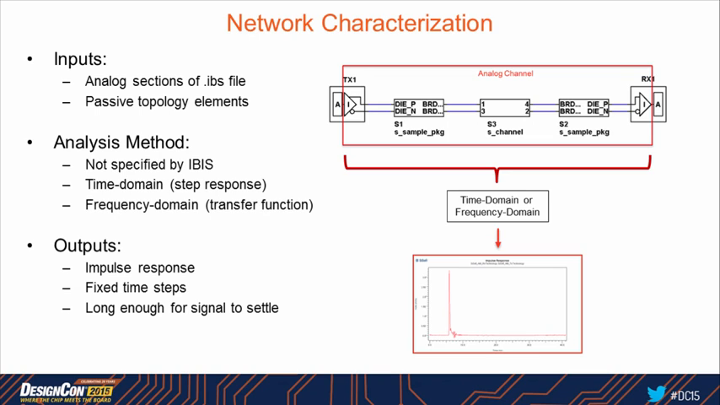The goal is to find an impulse response for the analog network that has a fixed time step and has been run long enough to let all of the inter-symbol interference or all of the ringing die out. And the method that the simulator uses to do that analysis, to really put everything together and derive the impulse response, is not specified by IBIS. And in fact, some tools use time domain techniques, some tools use frequency domain techniques. Doesn't matter. What matters is that they're capable of producing an impulse response with the proper formatting requirements of a fixed time step and running it long enough out in time so that all the ringing is dying out.